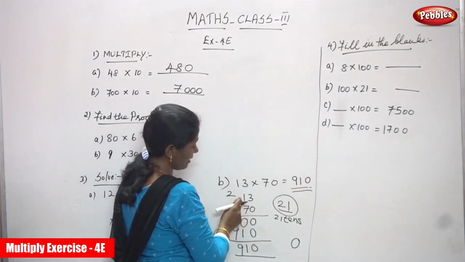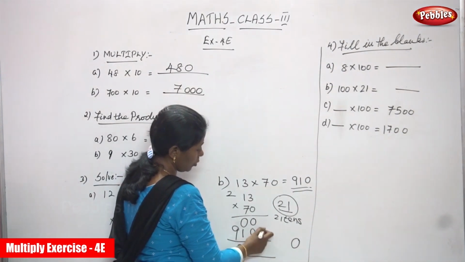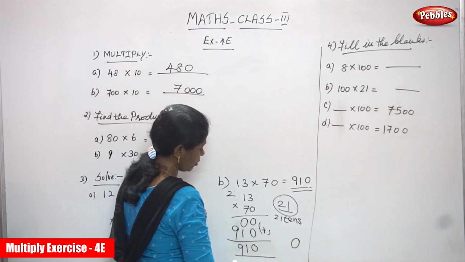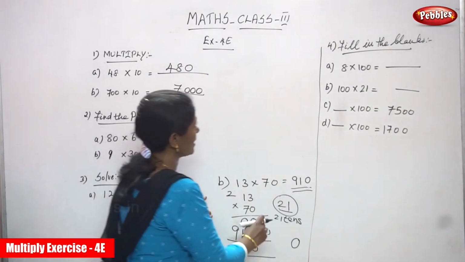So 0 plus 0 is 0, and 0 plus 1 is 1, and 9. The answer is 910. This is the right method, and the right answer also.